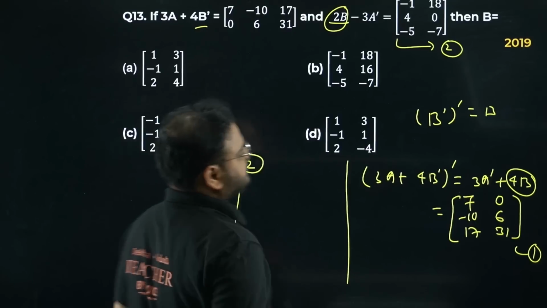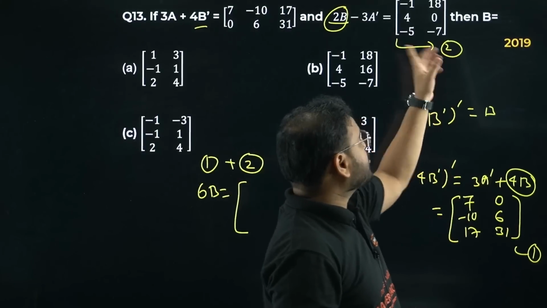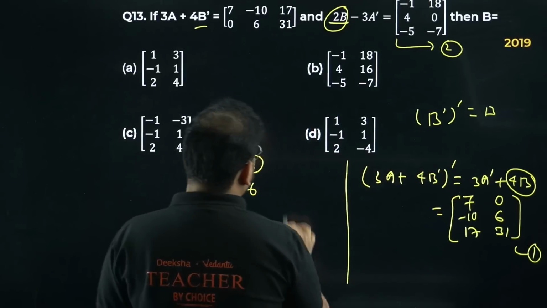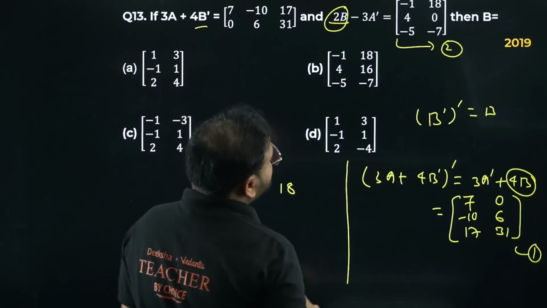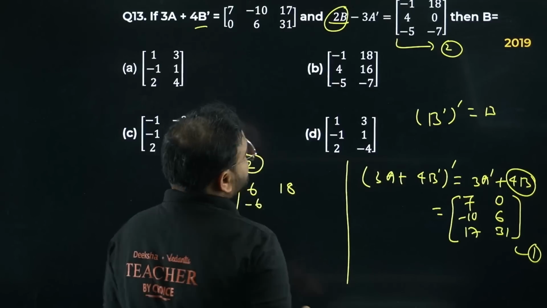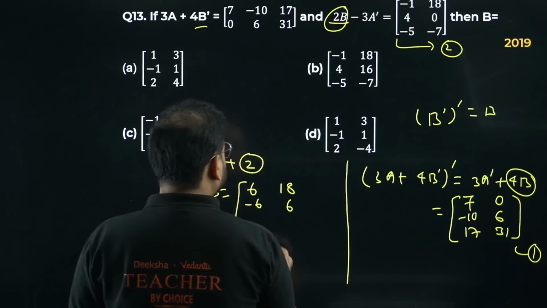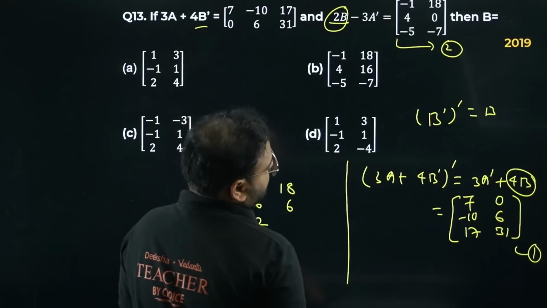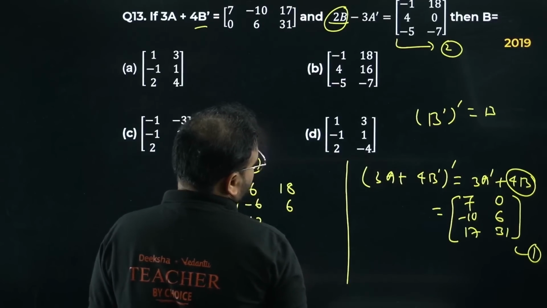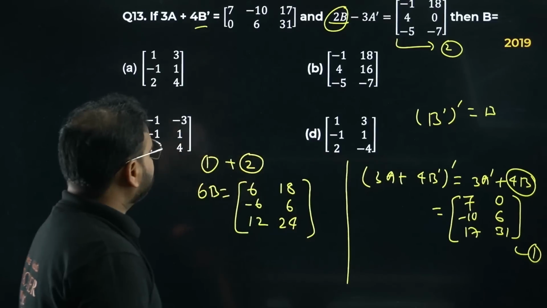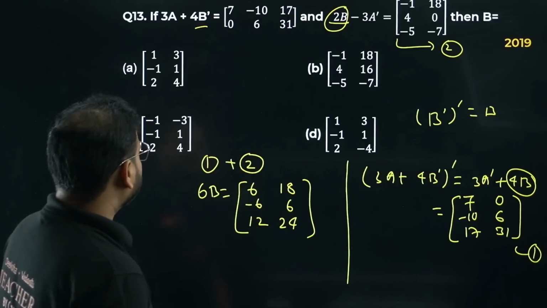Now add the elements. The order is 3 cross 2, 3 cross 2. Minus 1 plus 7 is 6. 18 plus 0 is simply 18. Minus 10 plus 4 is minus 6. 0 plus 6 is 6, sorry, 6 actually. Minus 5 plus 7 is going to be 12. And minus 7 plus 31 is going to be 24, right? Yeah, 24 only. Okay, divide by 6.